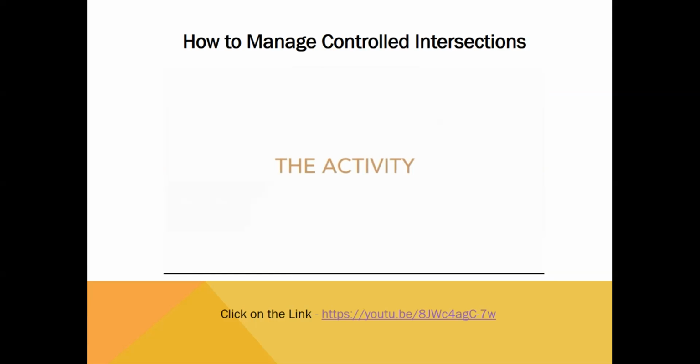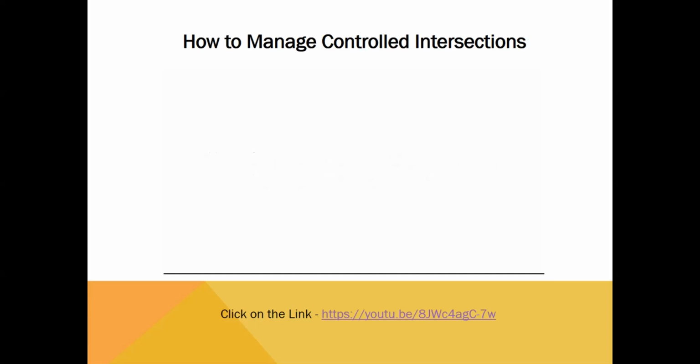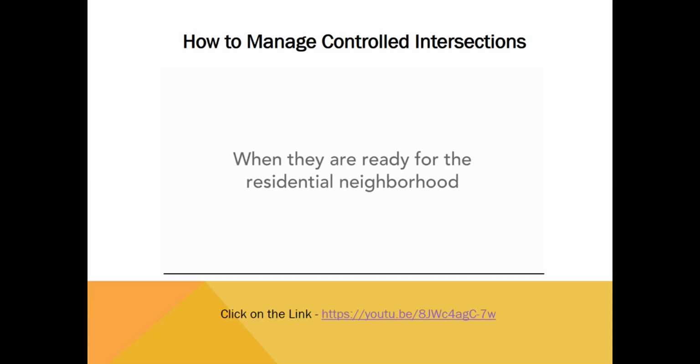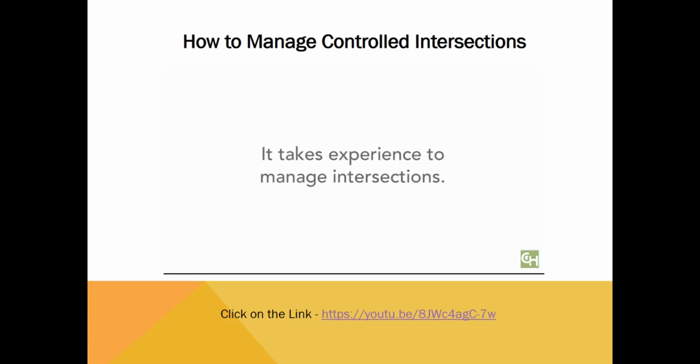If you are making a turn, you should make your turn from the appropriate legal lane onto the nearest legal lane. Prior to practicing how to cross an intersection, drive through a few controlled intersections and talk through the steps and what you observe. You might also have your teen driver practice going through these steps with scanning in an empty parking lot. Then, when your teen driver is ready for the residential neighborhood, have them practice the controlled intersections while applying good scanning skills. Have them point out potential hazards and explain what they did to avoid them. Just like all driving skills, it takes experience to manage intersections. Be sure your teen feels confident about being on the neighborhood roads before you move on to more high-traffic areas.